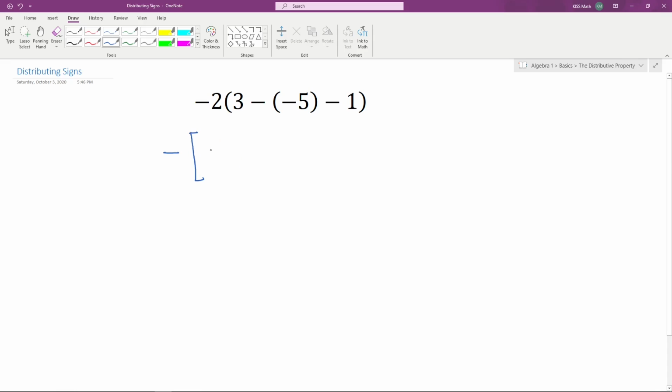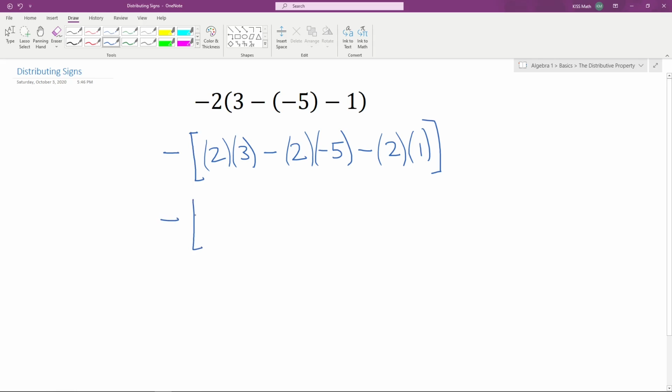So we'll have the 2 times 3 minus 2 times negative 5 minus the 2 times 1. And all of this is still being multiplied by this negative out here because we did not distribute that. We just distributed the 2.